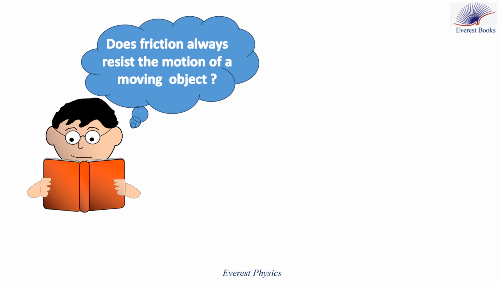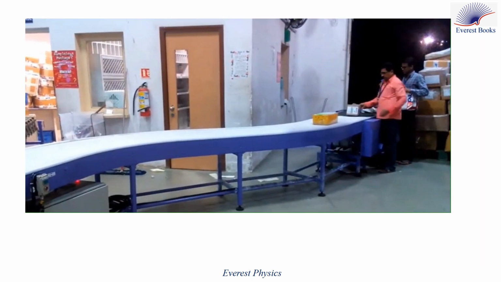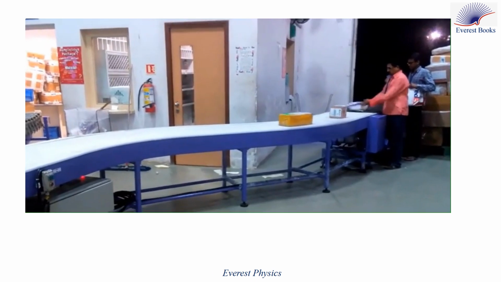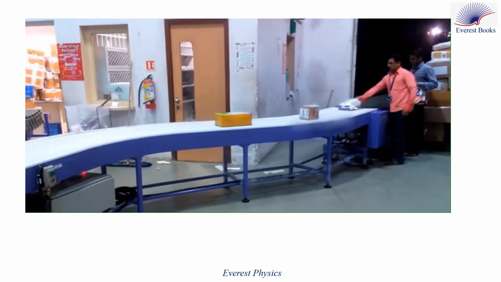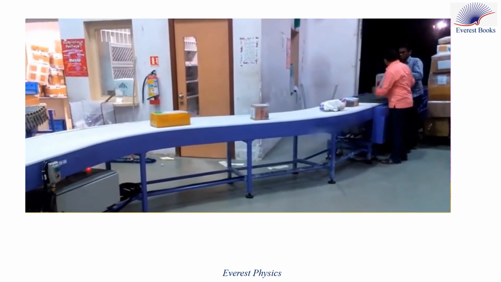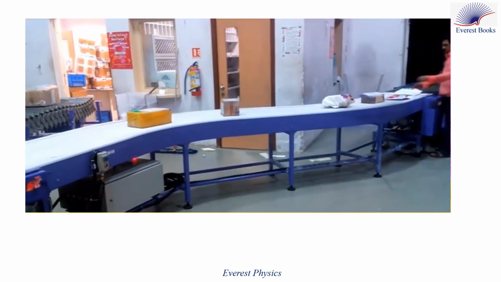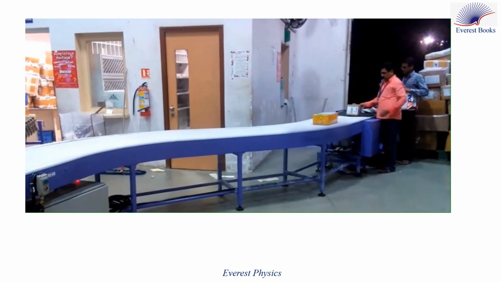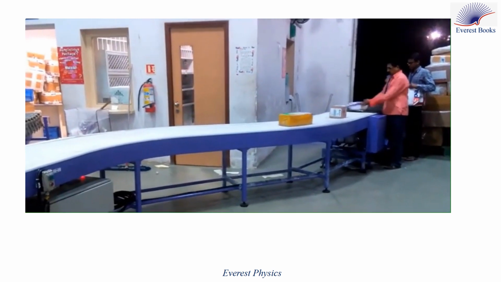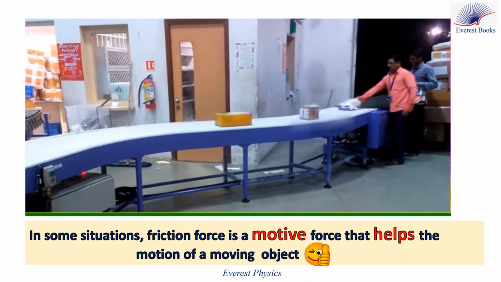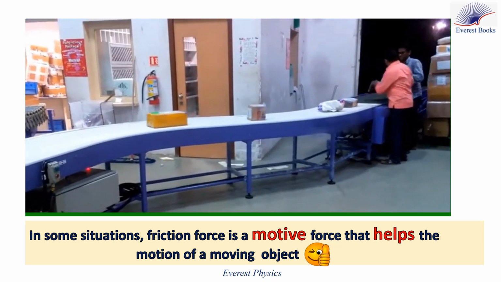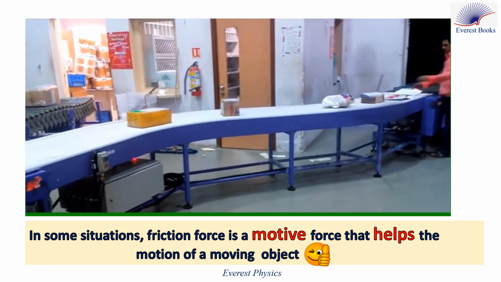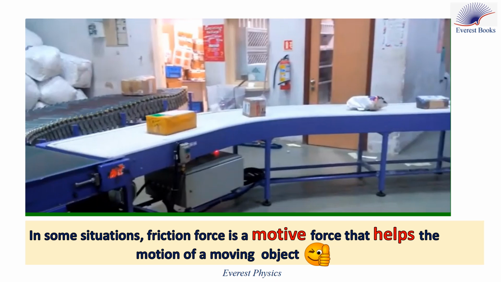Does friction always resist the motion of a moving object? Let's watch the upcoming short video. The worker places the box on the moving conveyor belt. Kinetic friction exerted by the belt accelerates the box forward until it reaches the same speed as the belt. Therefore, this simulation disproves the fifth misconception and shows that in some situations, friction force is a motive force that helps the motion of a moving object.